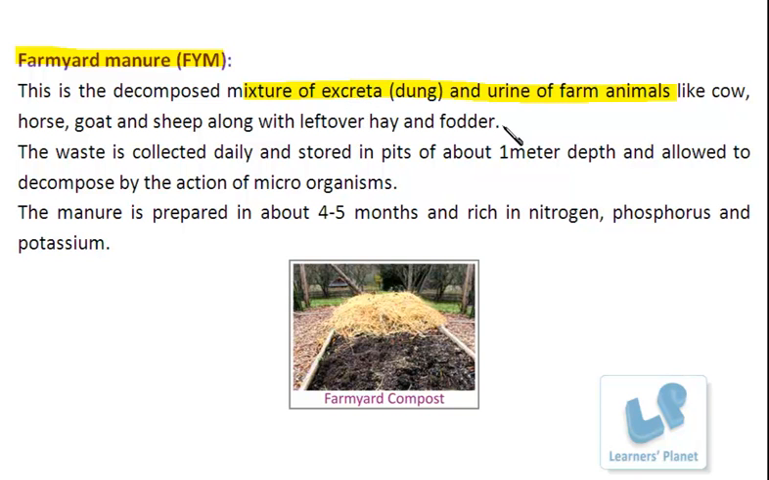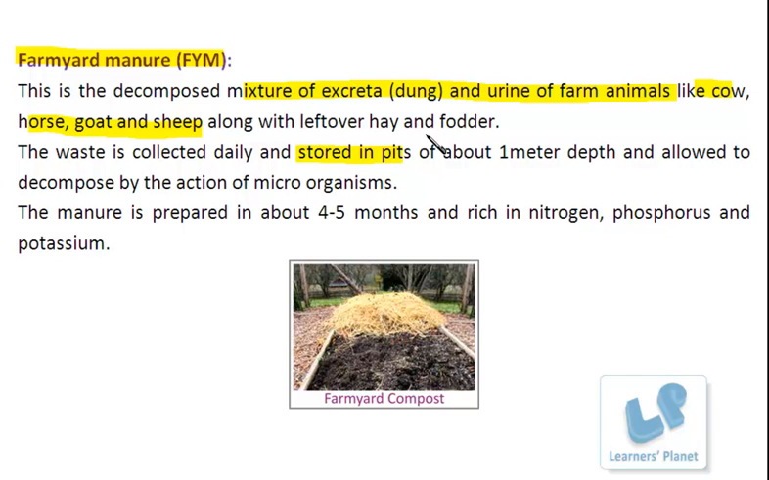So this particular material, when agricultural practices are followed, there is livestock also. Animals like cows, horses, goats, and sheep are cultivated over there, isn't it? They are grown or developed over there. So these species, of course, produce excreta or waste. This type of waste is collected and stored in pits.